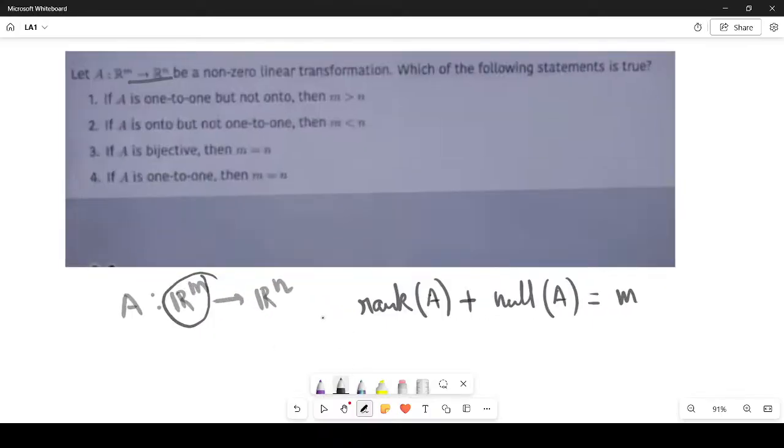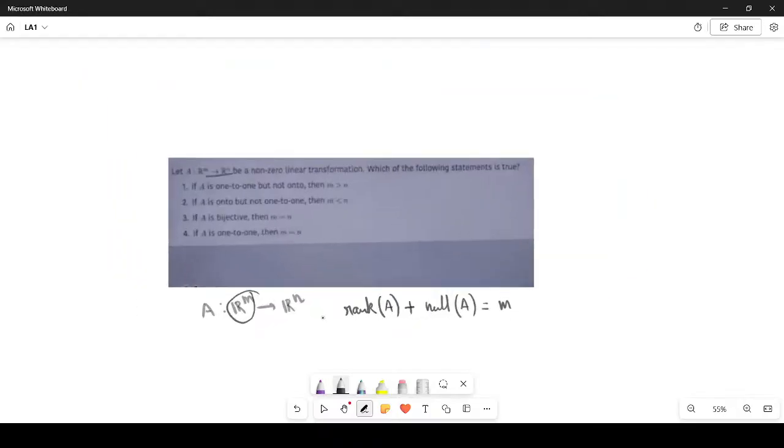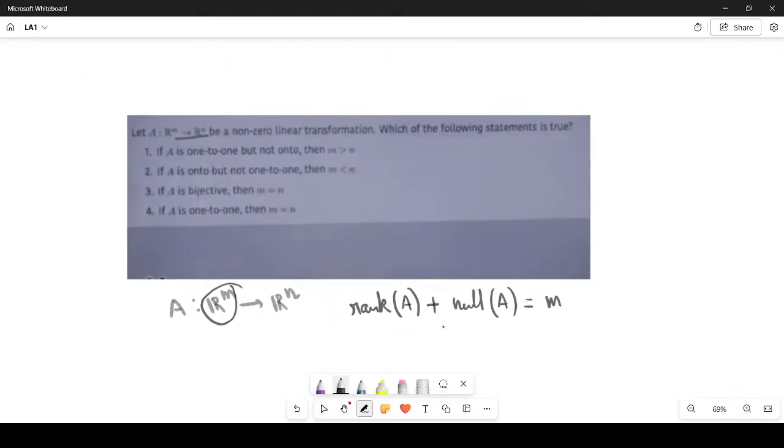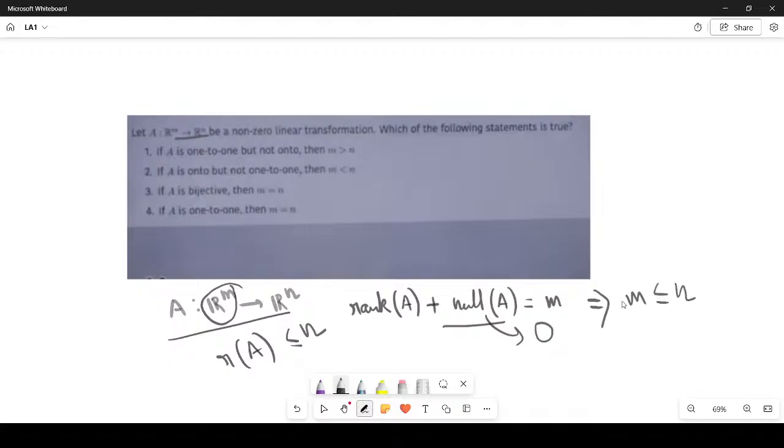Now if A is 1-1, that means the nullity of A should be 0. So the rank of A is equal to m. Now, rank of A means the dimension of the range space, which is also a subspace of Rn, so this should be less than or equal to n. This implies that m should be less than or equal to n, but in option 1 it is given that m is strictly greater than n, so this option will be incorrect.